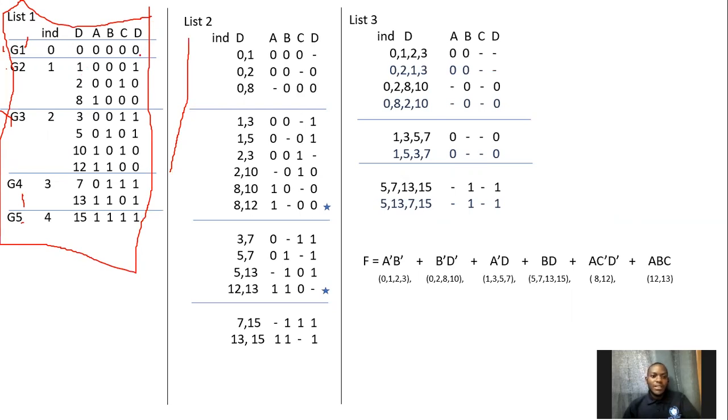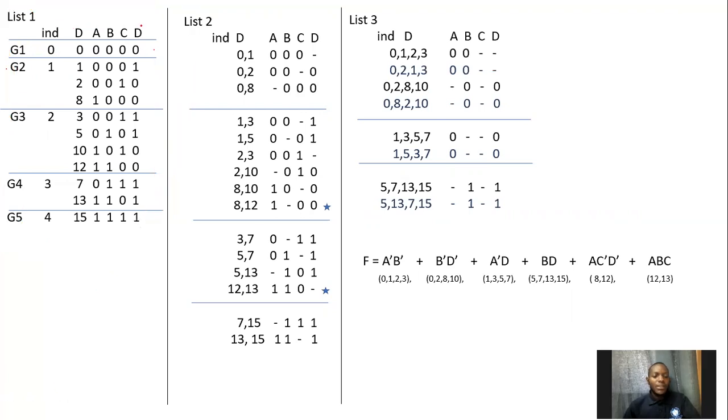We need to pay much attention when we are combining. When you are combining, you have to take this group here, and it will combine with this one, this one, and this one. When we combine groups 1 and 2, again we combine groups 2 and 3, again groups 3 and 4, and again groups 4 and 5.